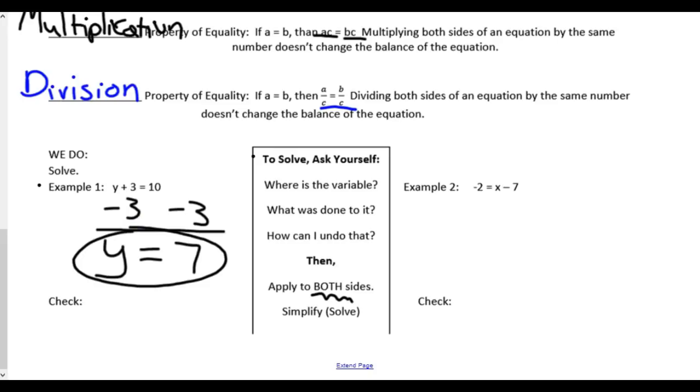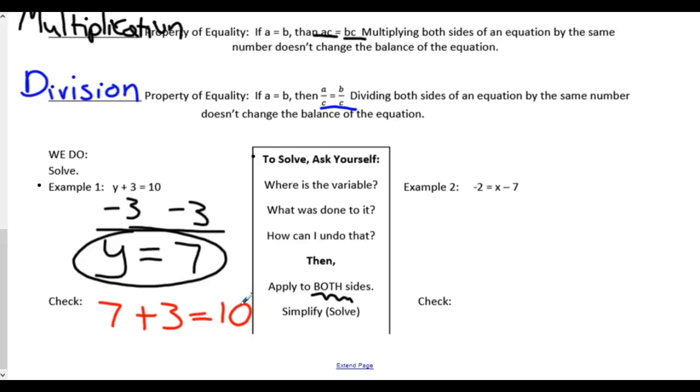But we always want to do a check to make sure we didn't goof up. So we're going to plug the 7 back in using substitution to our equation. So 7 back in for y would mean that we had 7 plus 3 equals 10.